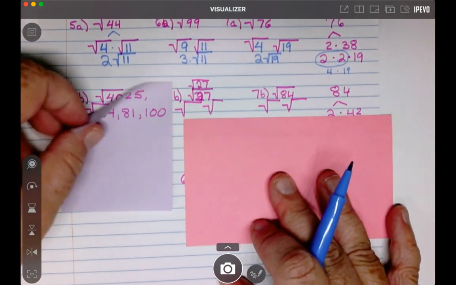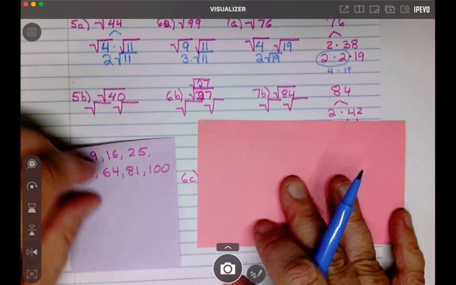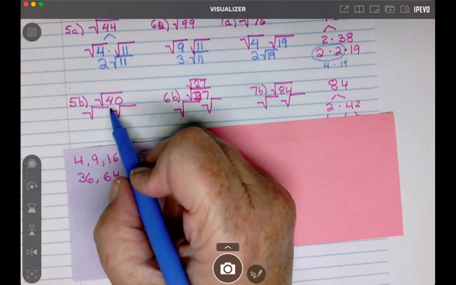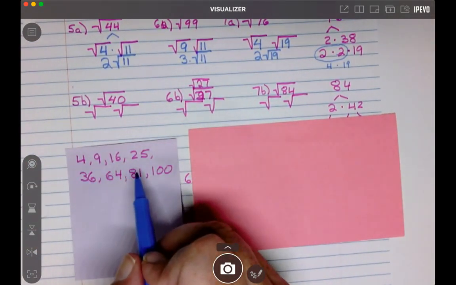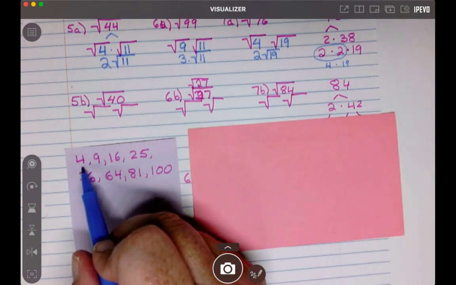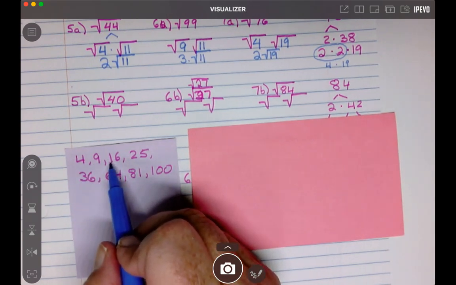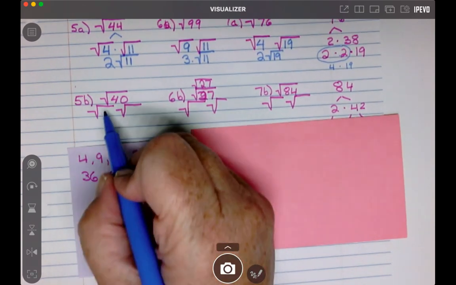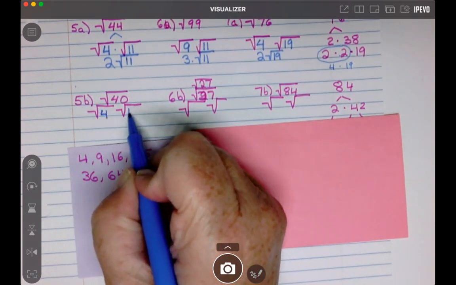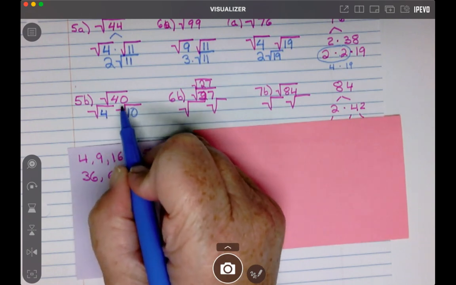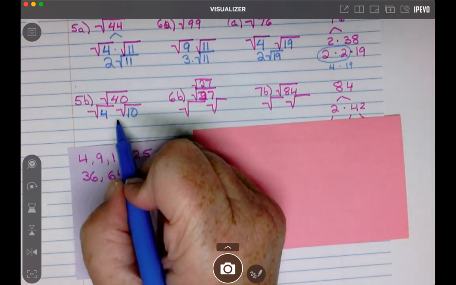Okay, let's look at the B row. So here we go. We have square root of 40. Where I look at this list, and 4 is going to work. You always want to consider if 16 is going to work, but it doesn't work in this case. So I'm going to have square root of 4 times square root of 10, because square root of 4 times square root of 10 is square root of 40.